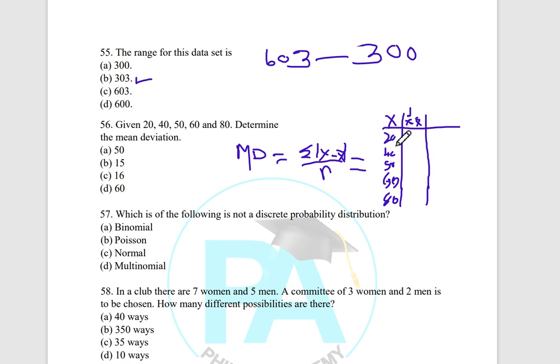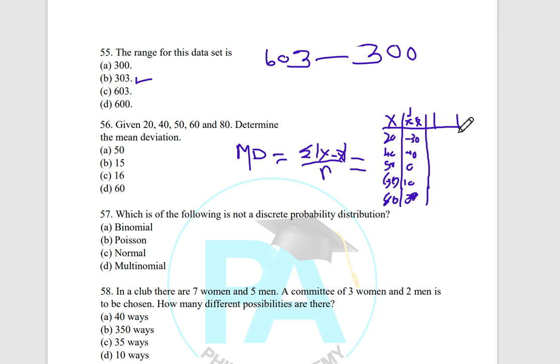So to get a deviation, 20 minus 50 is what? Negative 30, isn't it? Negative 30. 40 minus 50 is what? Negative 10. 50 minus 50 is what? 0. 60 minus 50 is 10. 80 minus 50 is what? Positive 30. Now you find the absolute.